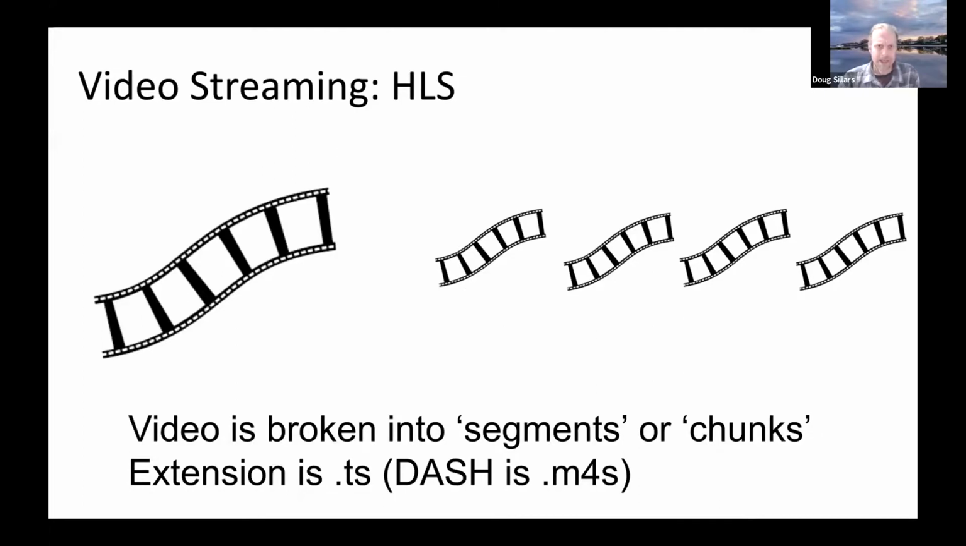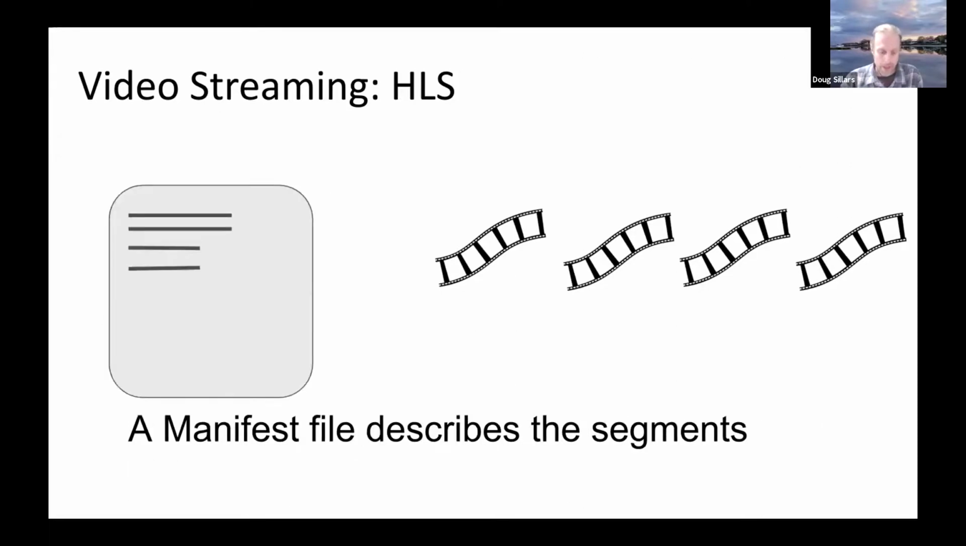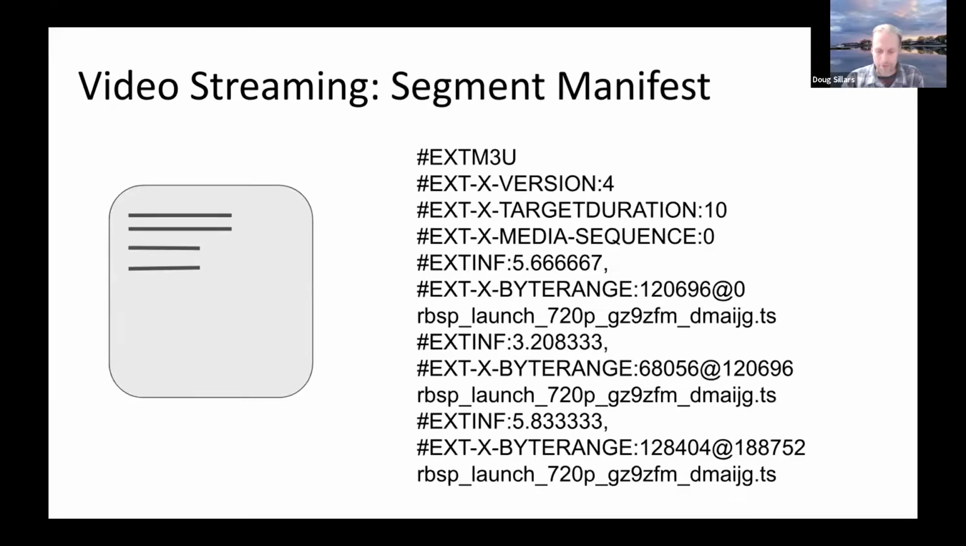They're usually 2, 4, 8 seconds long, you can cut them up any size you want. There's a text file called a manifest file that describes the segments. And so it looks something like this. It'll say, well, here's the first segment, here's the byte range, and here's the file. Second segment is 3 seconds. Here's the byte range, there's the file. The next one is 6 seconds. Here's the byte range, here's the file.